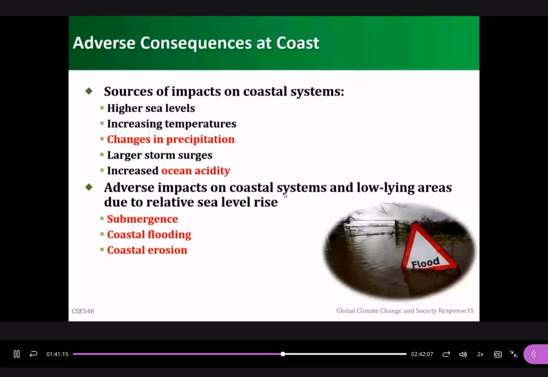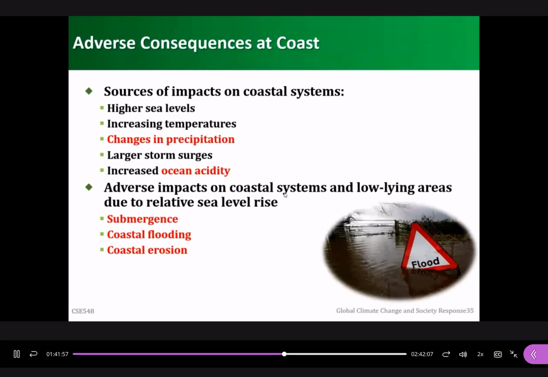Here are some sources of the impacts. Higher sea levels will submerge some part of the coastal system. The increasing temperatures are not a direct effect, but temperature increase or heat waves can affect people's health in the cities. The changes in precipitation will cause variation of the flow rate of the rivers, which means it will bring variability of the water resources.